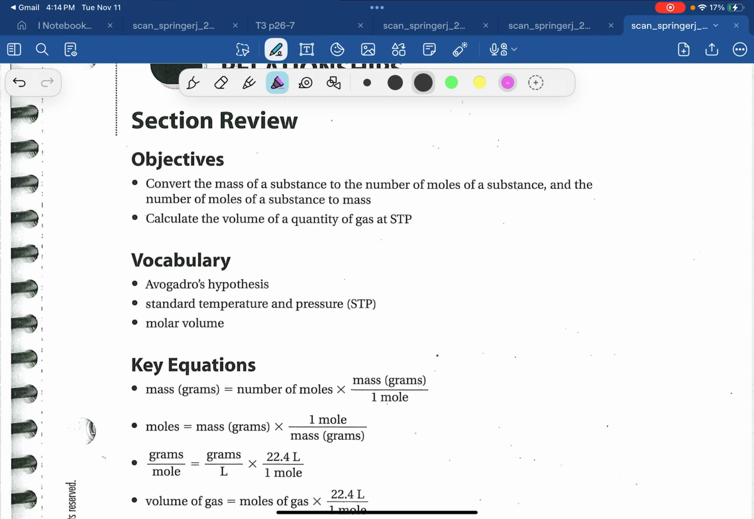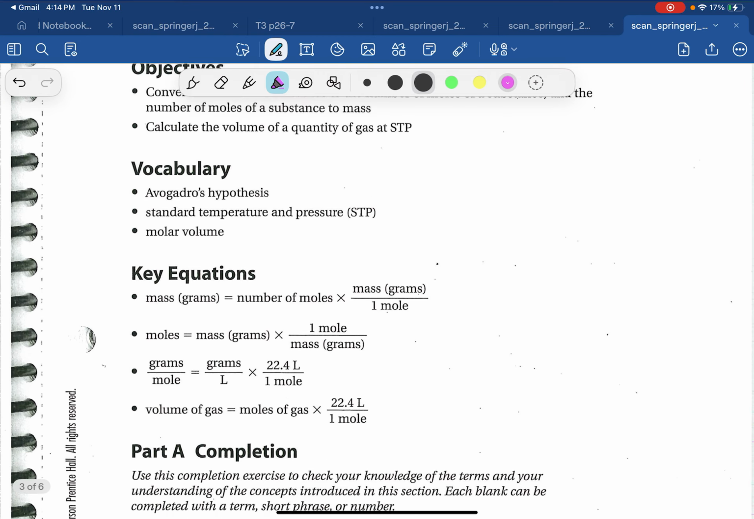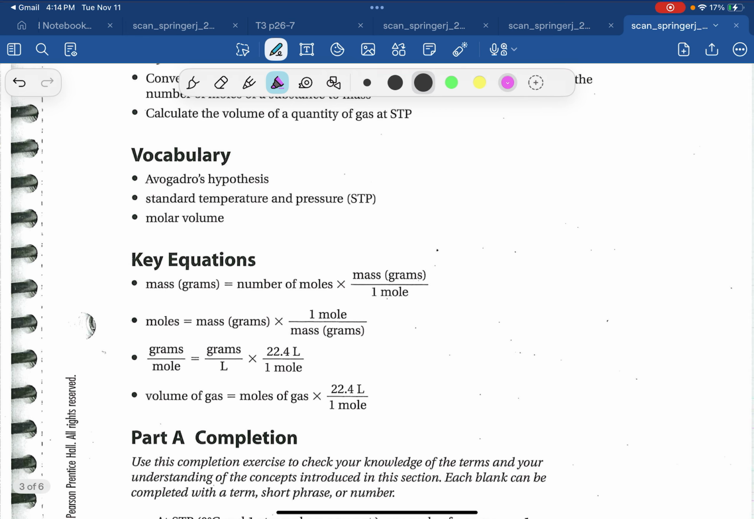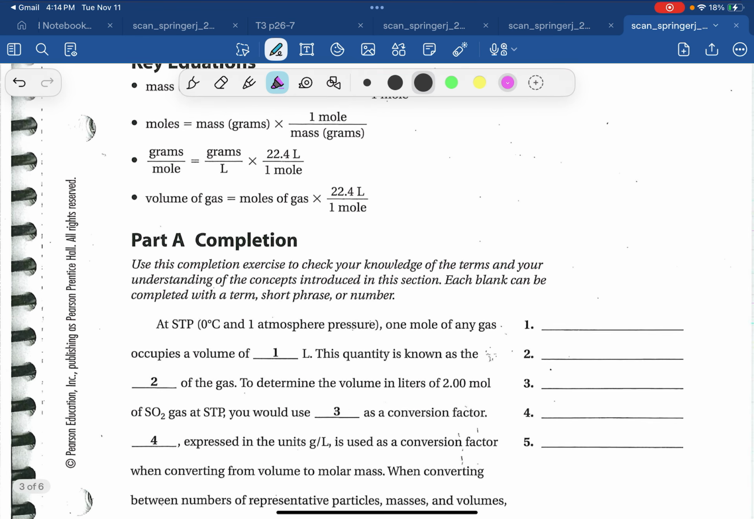Avogadro's hypothesis is a vocabulary term, standard temperature and pressure, and molar volume. Here's four key equations. Those are all good to know. Let's do the completion.